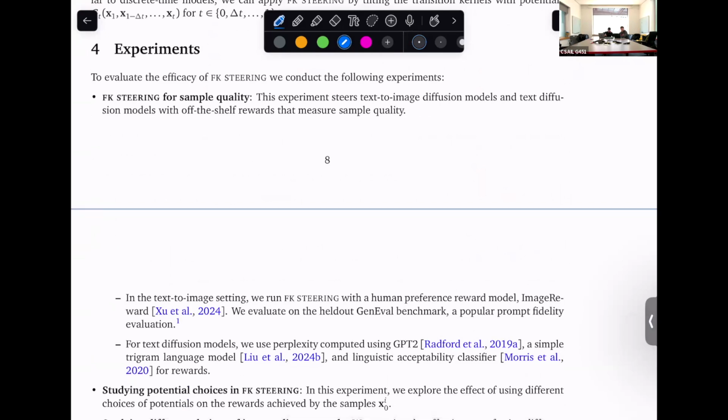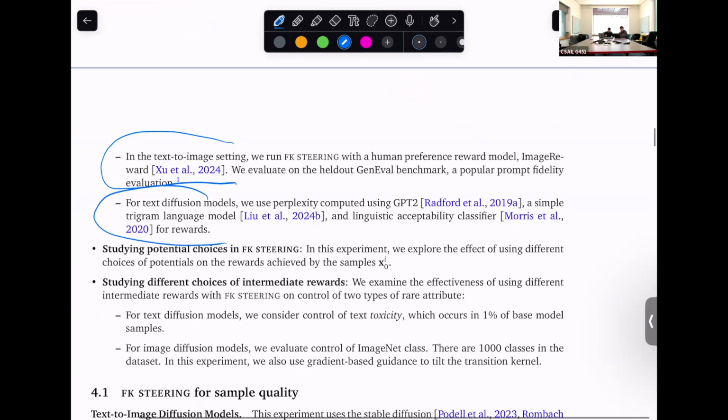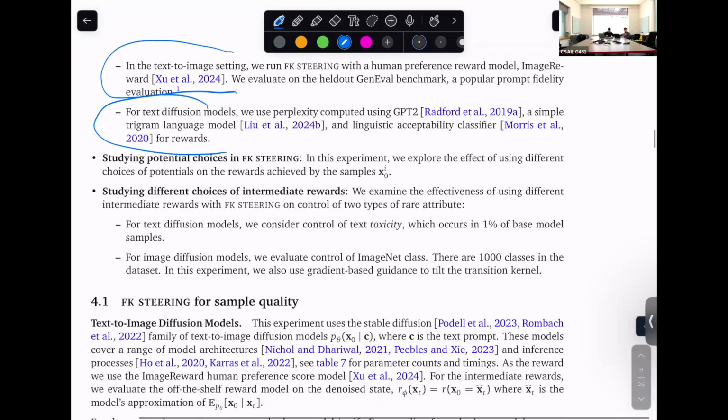And yes, they have several experiments. They do stuff with images, with several different image reward functions. And then they do some stuff with text diffusion models and look at the perplexity. And then they look at different potentials. They look at the different dimensions of their design space and see what works. So I think we can just walk through it and see.